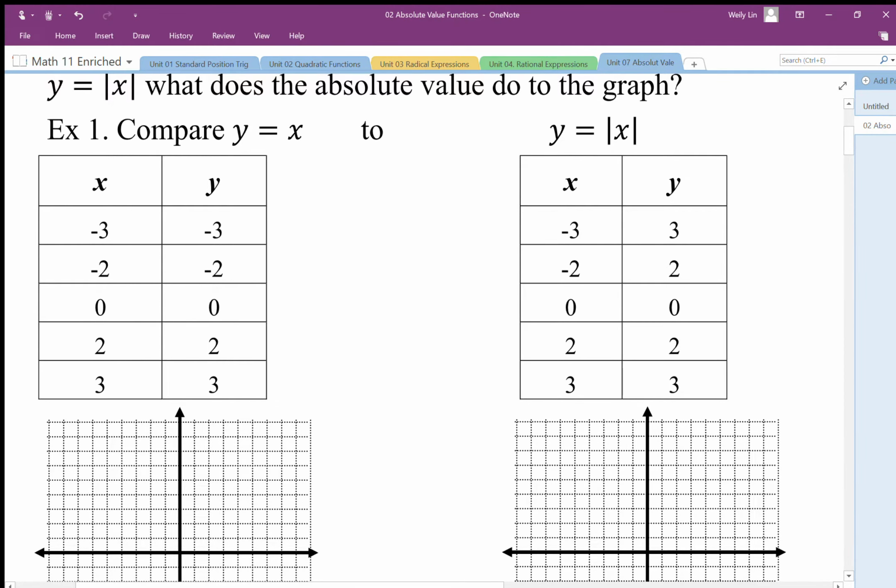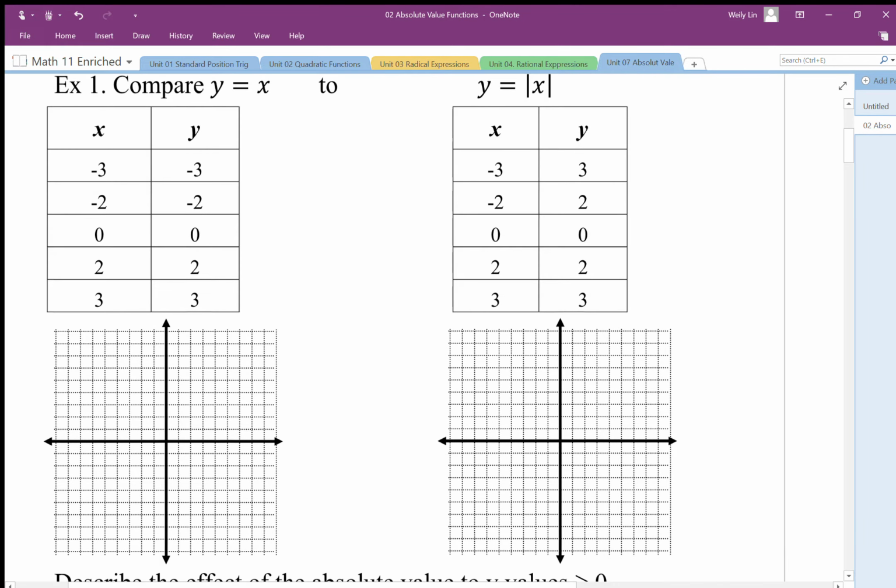So let's compare the function where we don't have an absolute value applied to the x and where we do have an absolute value applied to x. We've made a table of values here, and let's take a look at the graphs. So in graphing y equals x, really it's just a straight line. We know what this line should look like. It should be a linear equation that goes through 0, and we're going to have this straight line that looks like this.